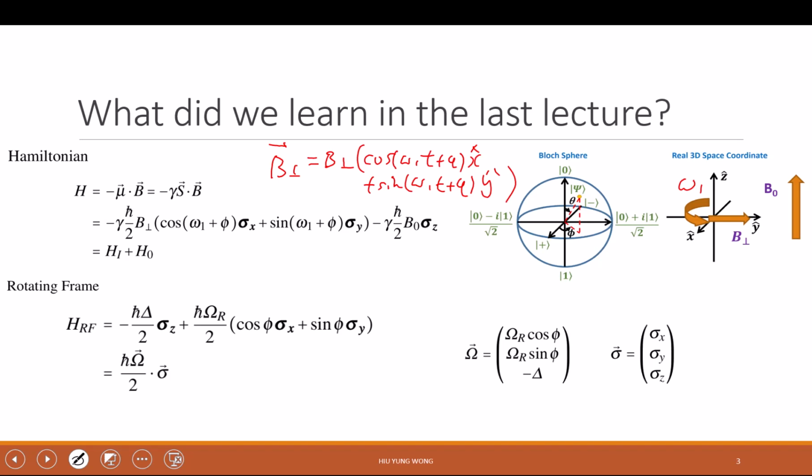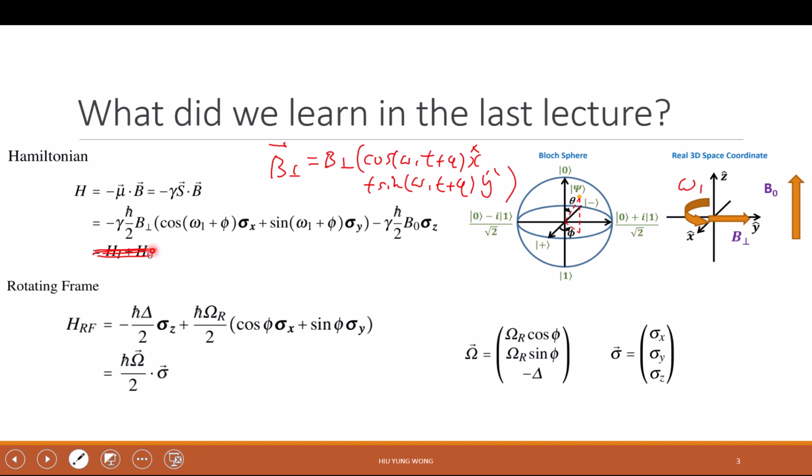And we use the Hamiltonian we have learned. The total Hamiltonian is just negative the magnetic moment dot the magnetic field, and the magnetic moment is just the gyromagnetic ratio times the spin vector. If you do this, you will get this expression. Actually, I don't need to write it because we are not doing any perturbation. The whole solution is full, there's no approximation.